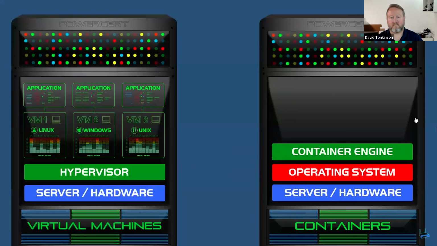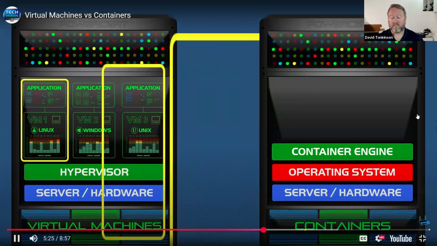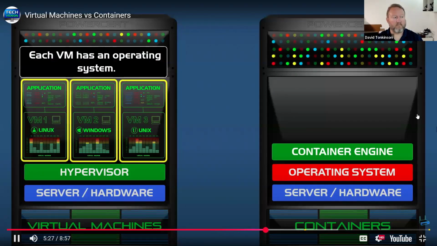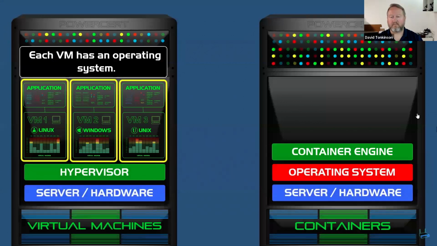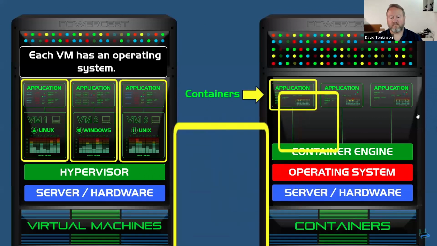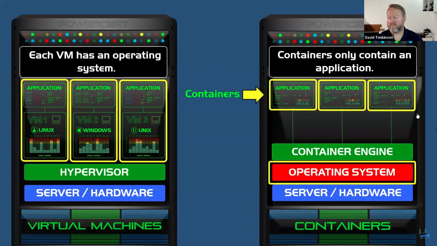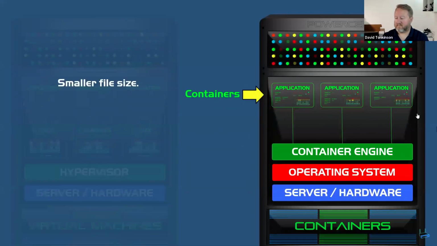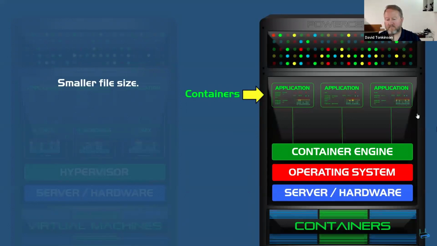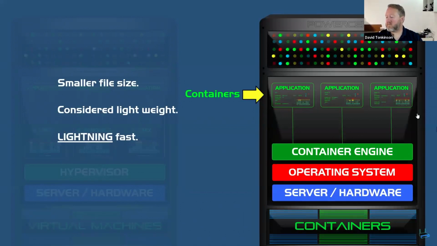As I stated before, the major difference between containers and virtual machines is that each VM contains an entire operating system, which makes their file size larger, which is why they are slower to boot up. But on the other hand, containers don't. The containers share the underlying operating system that's on the server between them. Containers only contain an application, which makes their file size much smaller. And this is why containers are considered lightweight, which also makes them lightning fast. So while VMs can take minutes to boot up, containers take milliseconds.